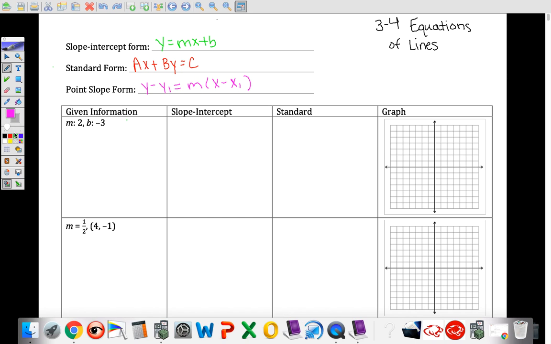So the first one we have is that my slope is 2, my y-intercept is -3. They want the slope-intercept and the standard form, and we have to graph it. Slope-intercept is really nice because slope-intercept is y equals mx plus b. I have my slope, I have my y-intercept, so we're just going to plug it in. y equals 2x minus 3.